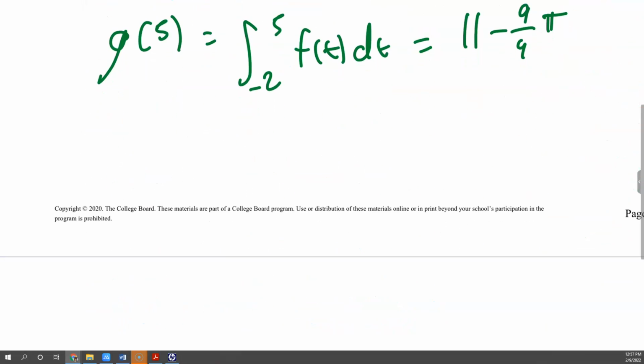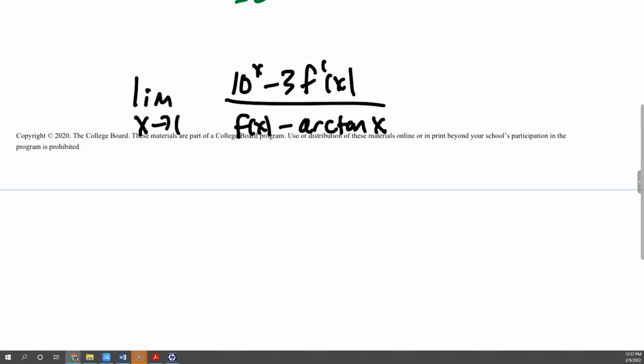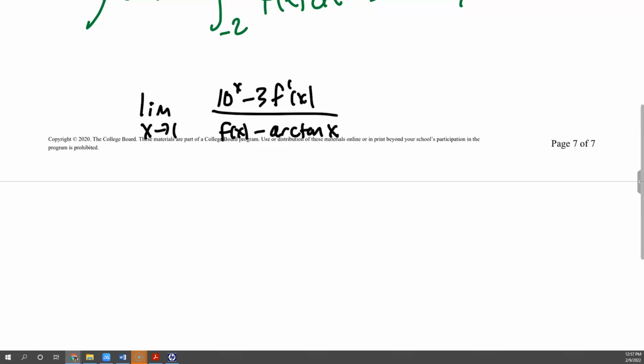Okay. One step at a time. Big, deep breath. I'm going to write it down here: 10 to the x minus 3f prime of x over f of x minus the inverse tan of x. The first thing we do with limits is we always just try to plug it in. Let's hope that this plugs in and we don't have to take another derivative.